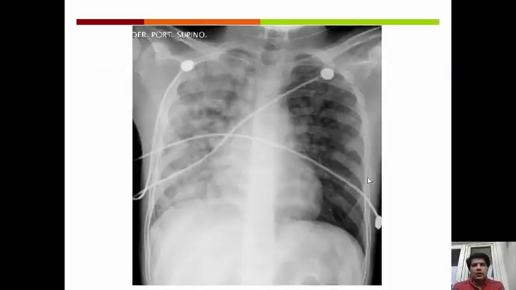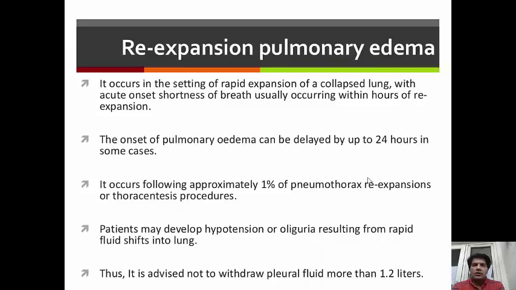So, re-expansion pulmonary edema: if you do a thoracocentesis in pleural effusion, or if you put a chest tube in pneumothorax, then what will happen? The collapsed lung is expanding fast. So what will happen is, due to negative pressure, the pulmonary edema can develop.